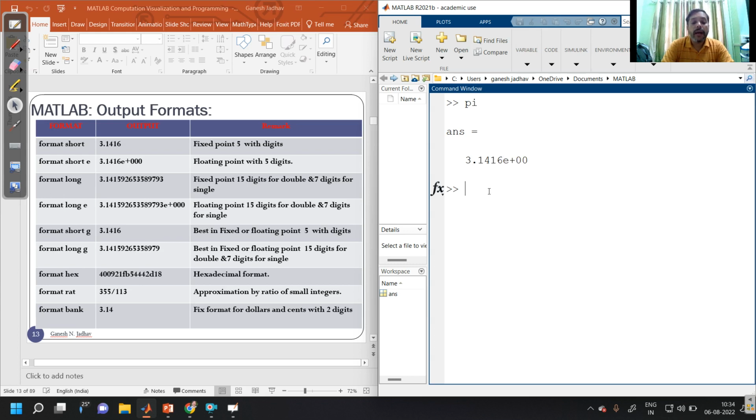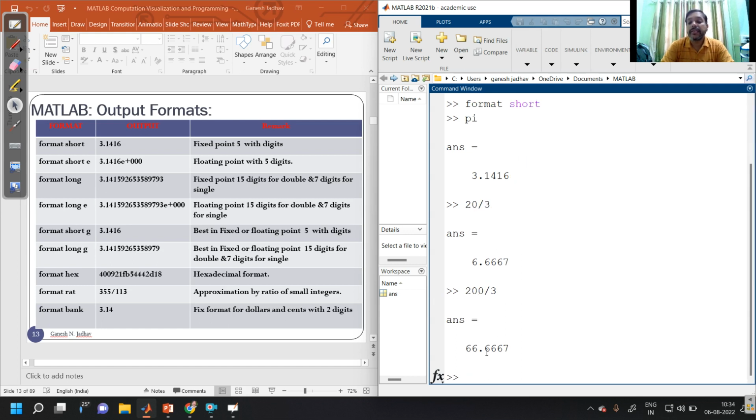I want to change this format, so I just type format short. I want to display this value in format short, and again I type pi. You can see that the value is now 3.1416, a 5-digit fixed point representation. Suppose my value is 20 by 3. How will it display? It will display 6.6667.